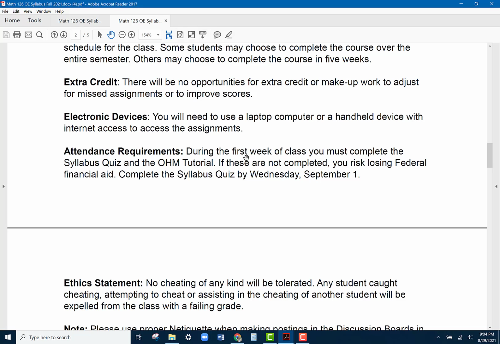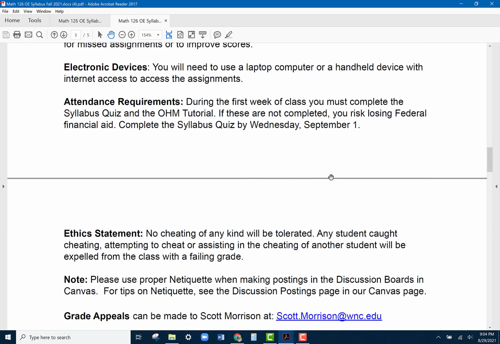Attendance requirements. During the first week of class, you must complete the syllabus quiz and the OHM tutorial. If these are not completed, you will risk losing federal financial aid. Complete the syllabus quiz by Wednesday, September 1st.